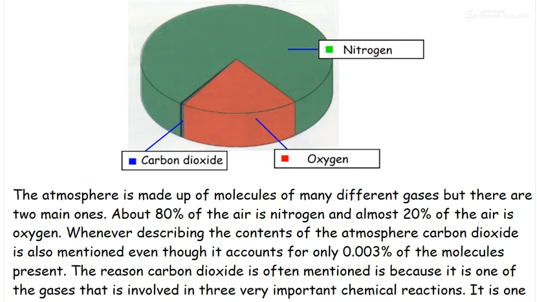The atmosphere is made up of molecules of many different gases, but there are two main ones. About 80% of the air is nitrogen and almost 20% of the air is oxygen. Whenever describing the contents of the atmosphere, carbon dioxide is also mentioned, even though it accounts for only 0.003% of the molecules present.